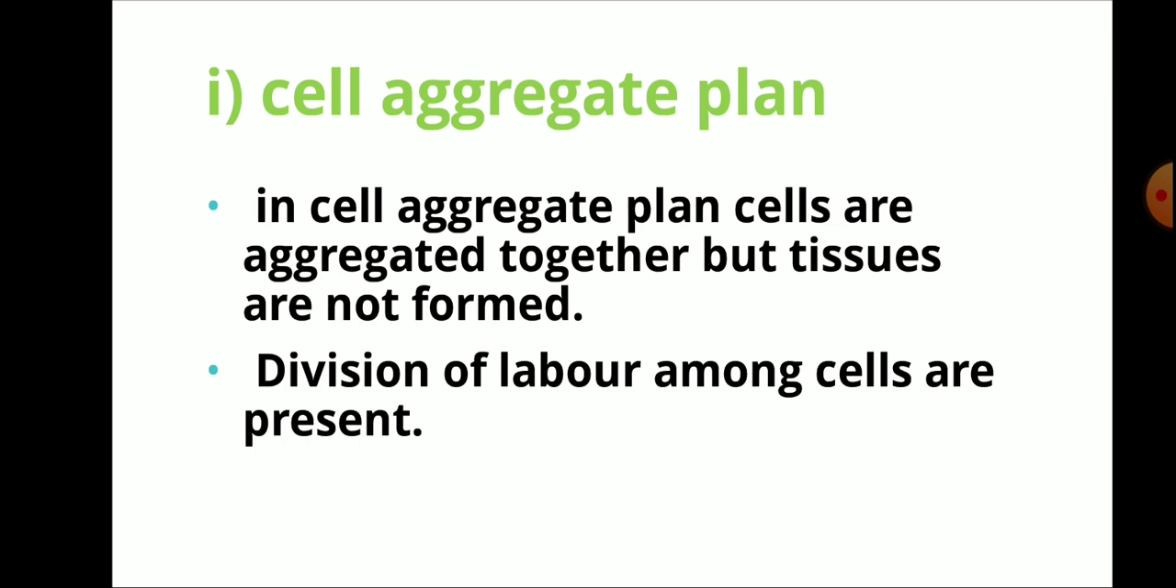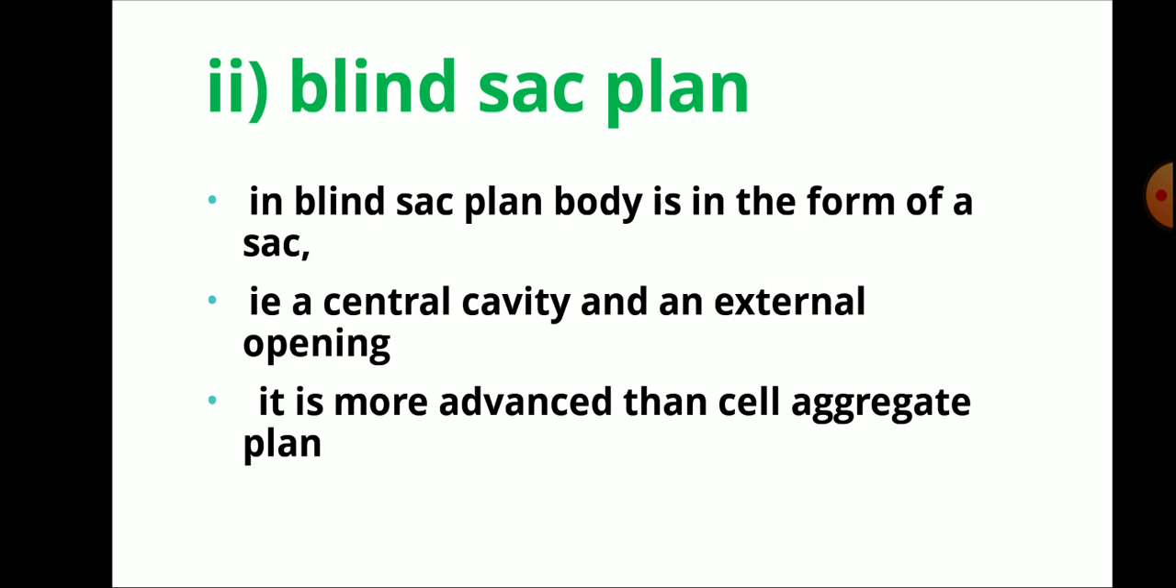Cell aggregate plan. In cell aggregate plan, cells are aggregated together but tissues are not formed. Division of labor among cells is present. Blind sac plan. In blind sac plan, the body is in the form of a sac. That means a central cavity and an external opening. It is more advanced than cell aggregate plan.